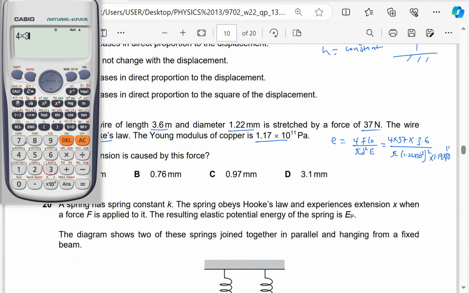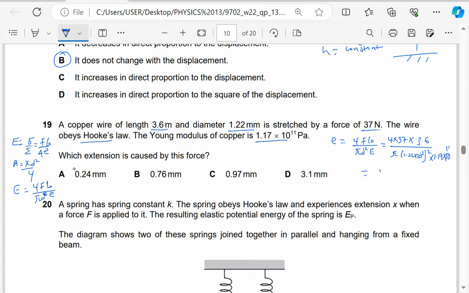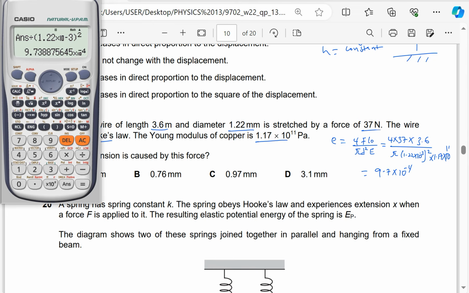4 times 37 times 3.6, divide by, let me first divide by pi times 1.17 exponent 11. I'm still dividing by 1.22 exponent minus 3, but this is squared. So this is giving me 9.7 times 10 to the power of minus 4 meters.